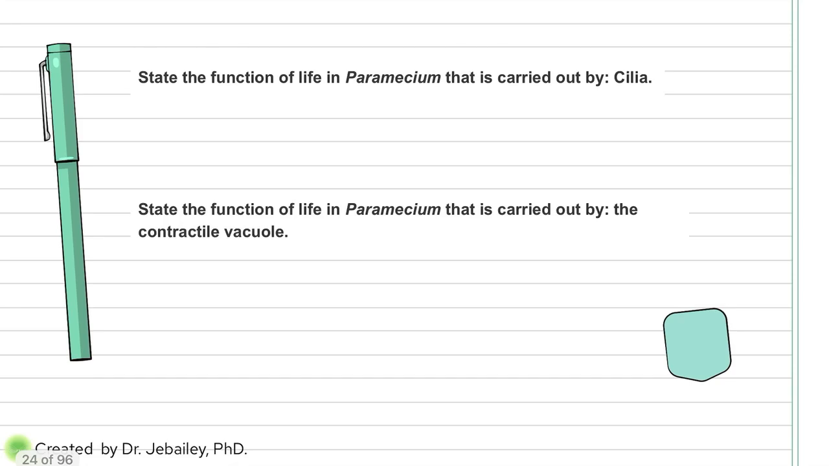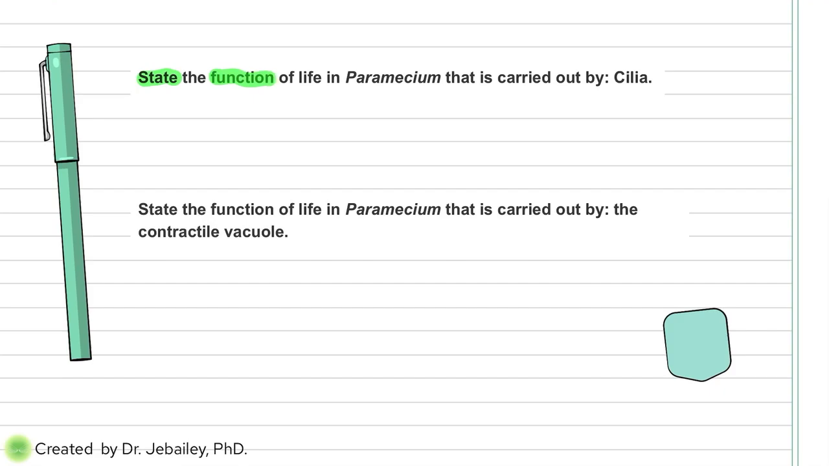So the next thing we're going to talk about is the functions of life, which are nutrition, homeostasis, response, reproduction, excretion, right? These are the things that every cell in the world has to do. These are just some of them. So this question says state. When it says the word state, it means it's just one word, my friend, one word.